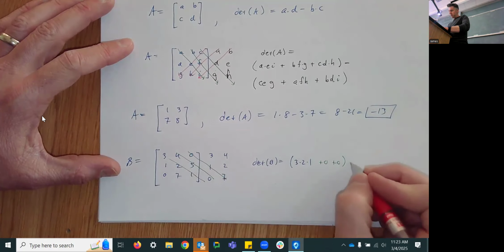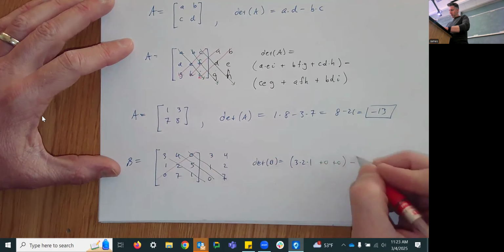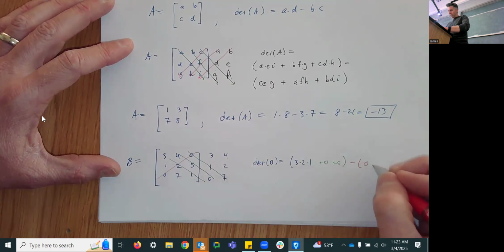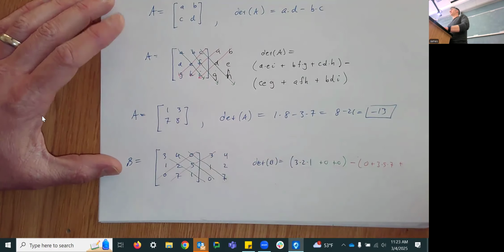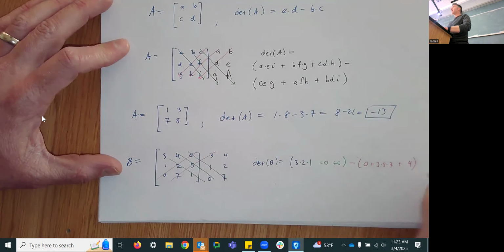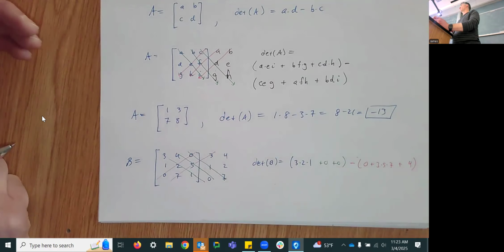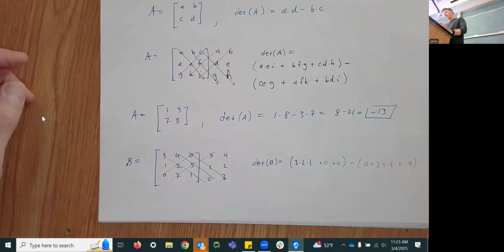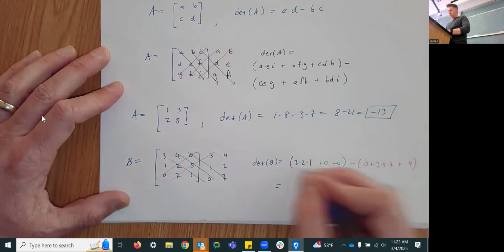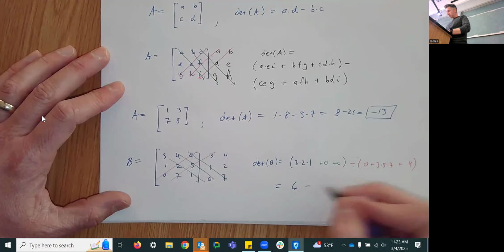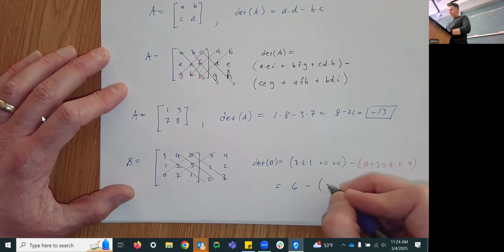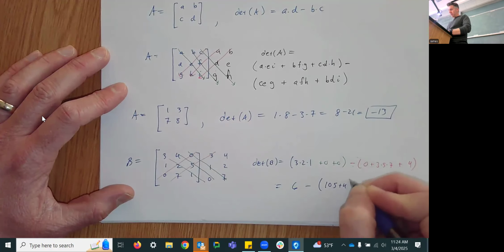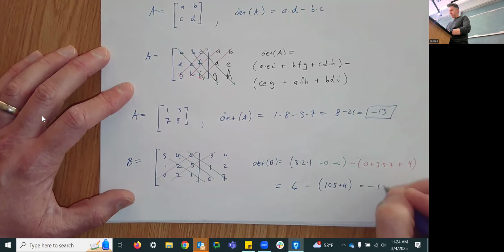Minus 0 times 2 times 0. 3 times 5 times 7. Okay, I actually have to write that. 3 times 5 times 7 plus 4 times 1 times 1. Don't write 4 times 1 times 1. If the multiplication is times the 0 or times the 1, come on, don't write more than you need to write. And so here we're going to get, let's see, 6 minus 3 times 5 times 7 is 105 minus 105 plus 4. So 6 minus 109 is negative 103.